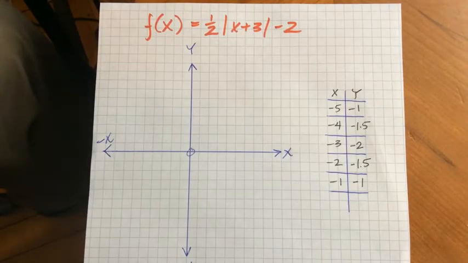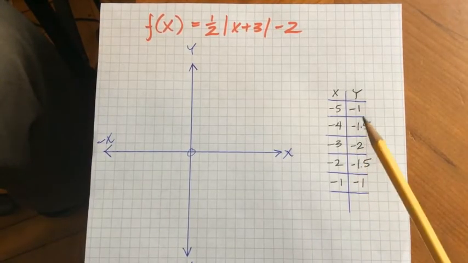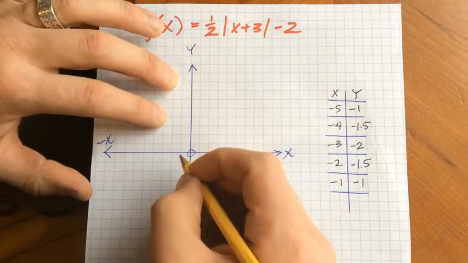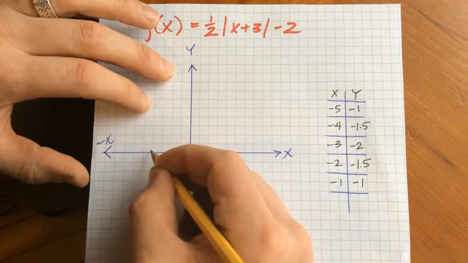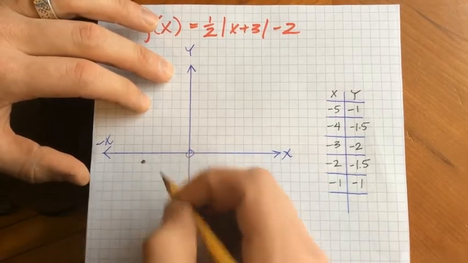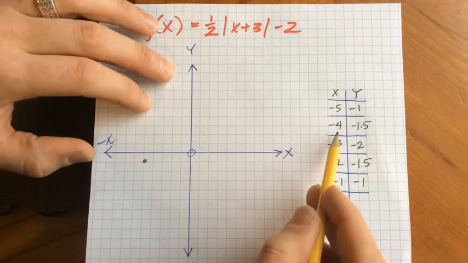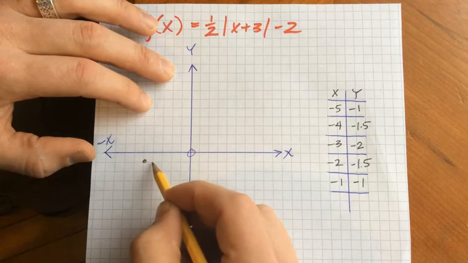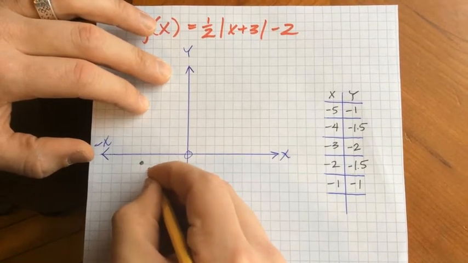Alright, so here goes the graph of the points we just found. So I rewrote them here and we'll graph them on our graph. -5, -1: 2, 3, 4, 5 in the x direction, and -1 in the y direction is right here. -4, -1.5.